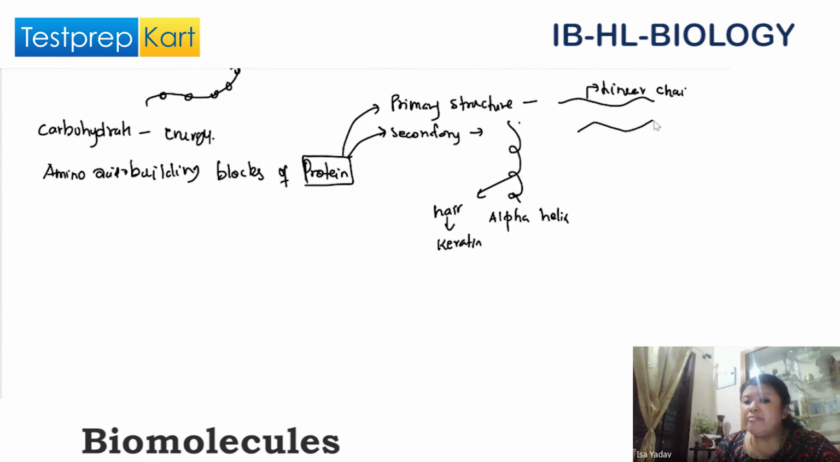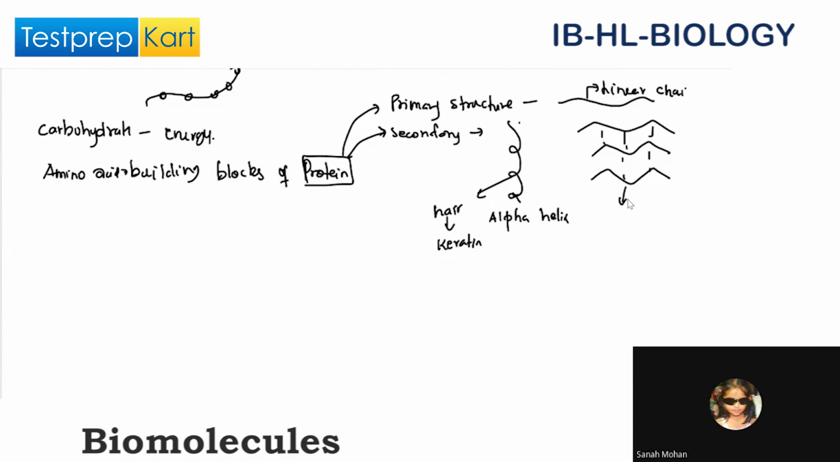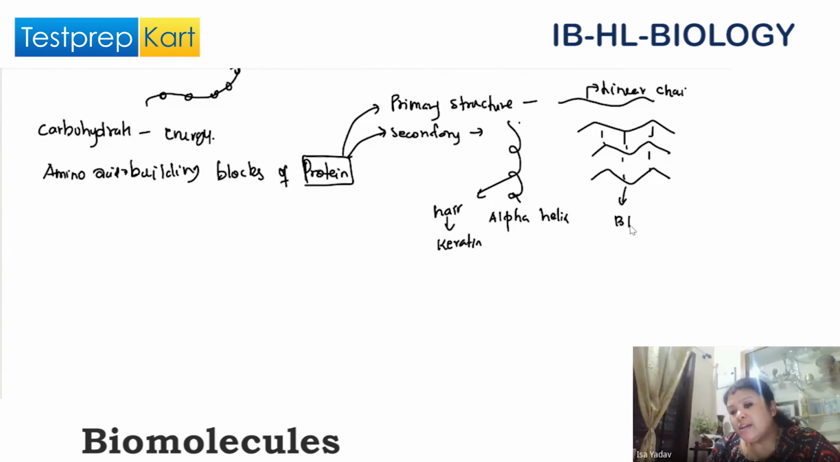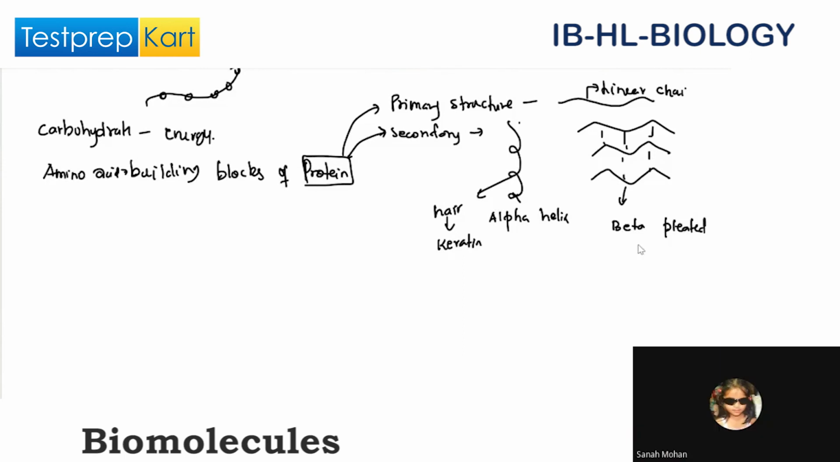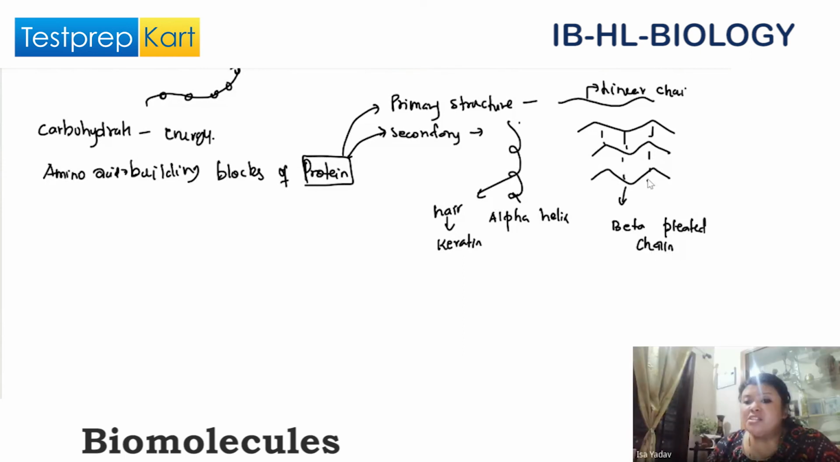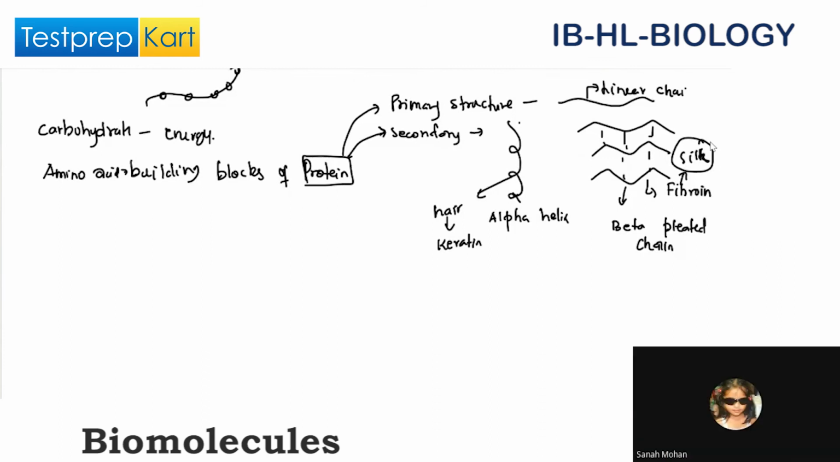Then we have plate-like structures. So do you know, Sana, what it is called? It is called beta pleated chain, and this is found in fibroin. Fibroin is the protein of silk. We wear silk cloths. Yes, so the protein of silk.